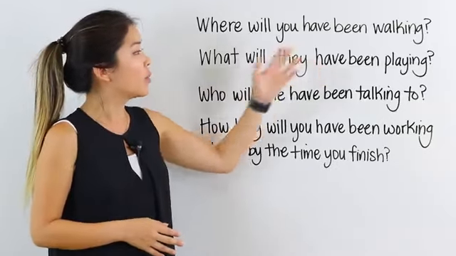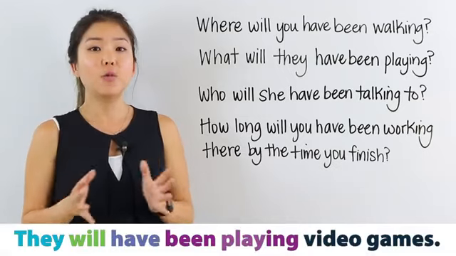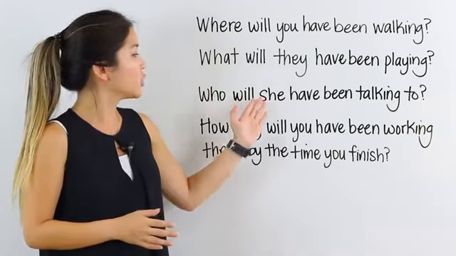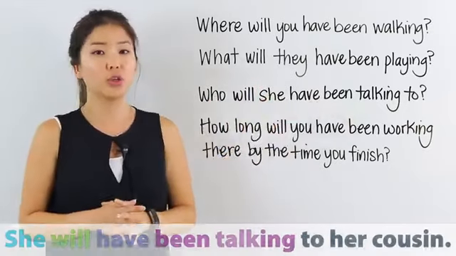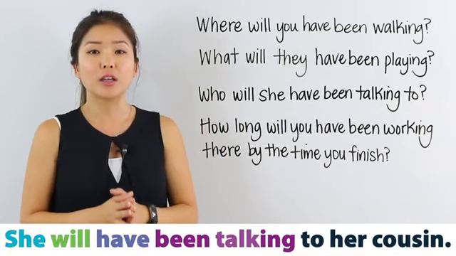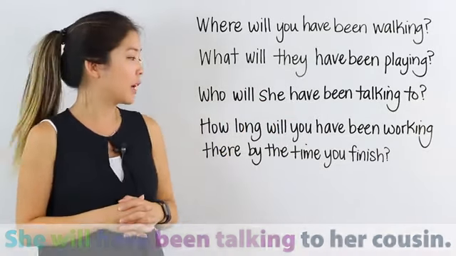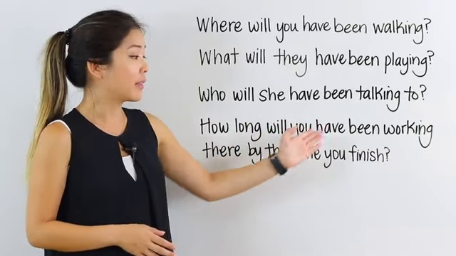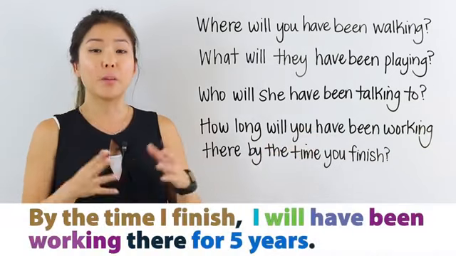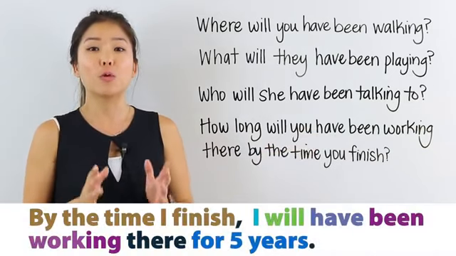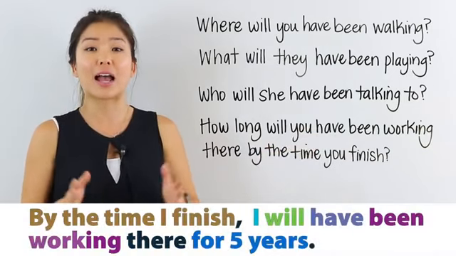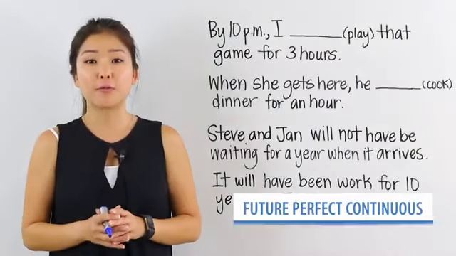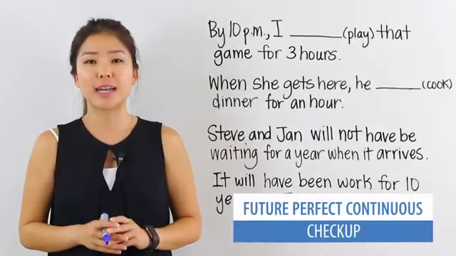What will they have been playing? They will have been playing video games. Who will she have been talking to? She will have been talking to her cousin. And finally, how long will you have been working there by the time you finish? By the time I finish, I will have been working there for 5 years. Let's move on. Let's start a checkup for the future perfect continuous tense.